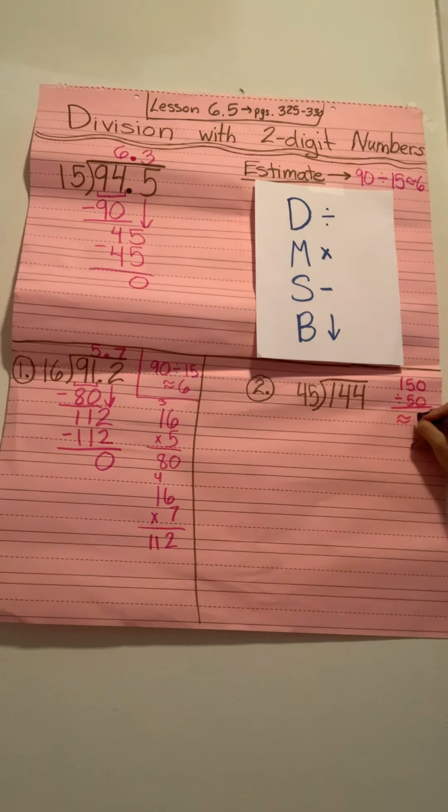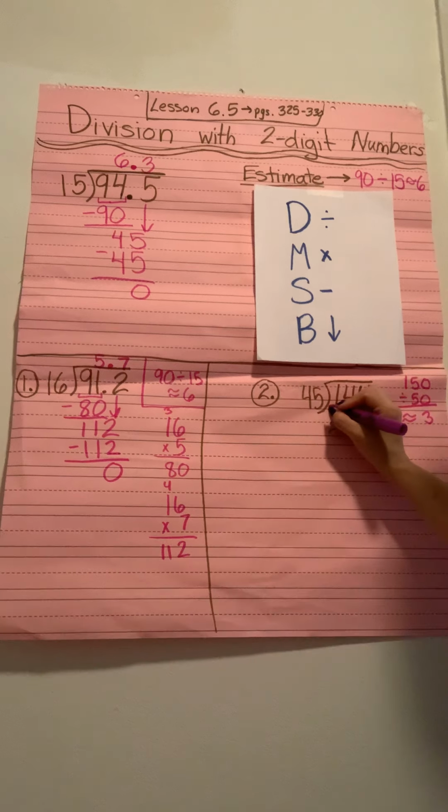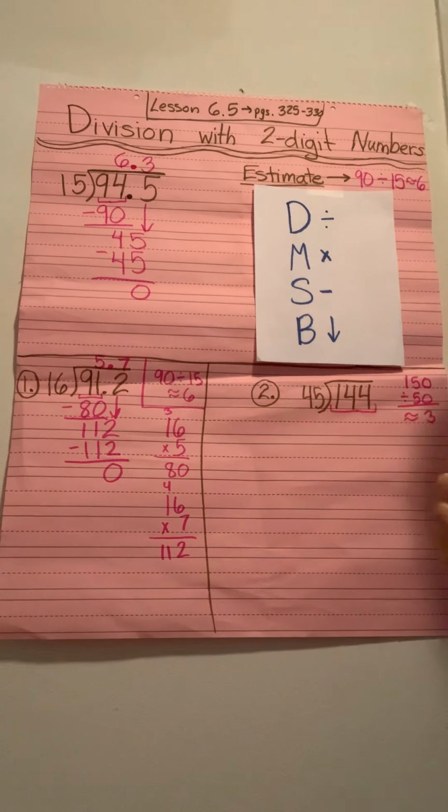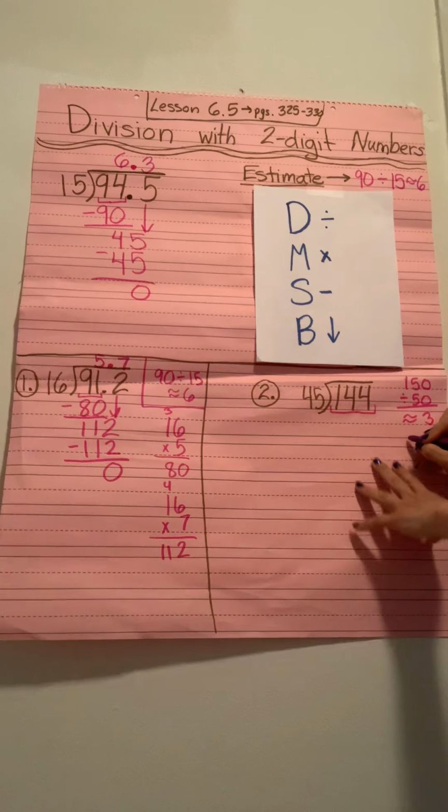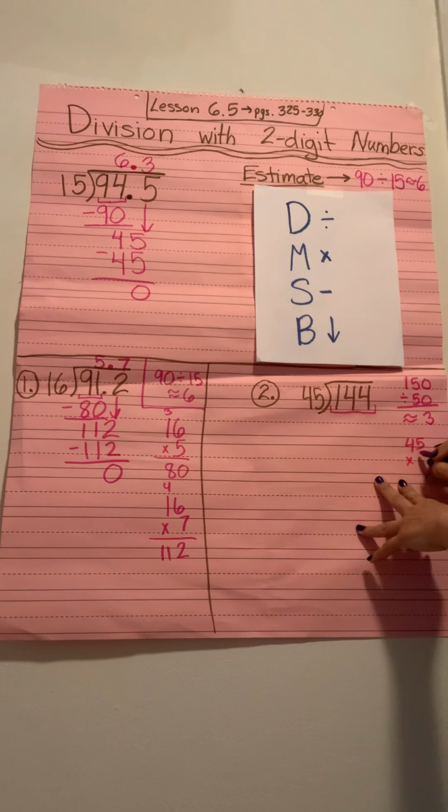144 divided by 45. My first step is division. Because I can't do 14, I'm going to have to use all 3 digits. 144 divided by 45. Okay. Well, since I said my answer should be about 3, that might be a good place to start. Let me try 45 times 3.